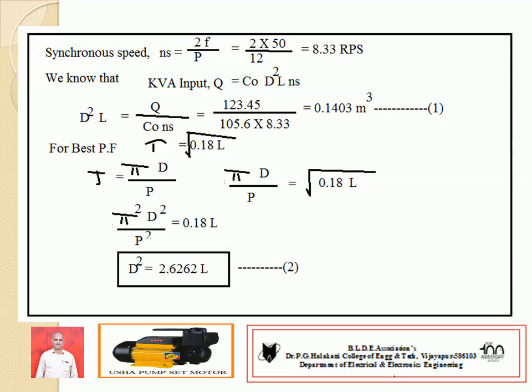Then Q equal to C0 D square L ns. D square L should be equal to 0.1403 meter cube. Develop this as equation number 1.